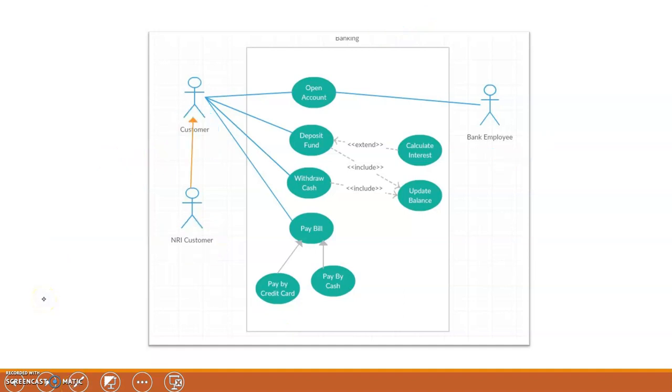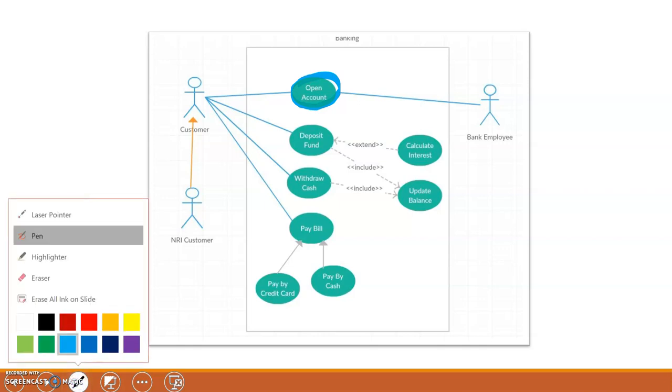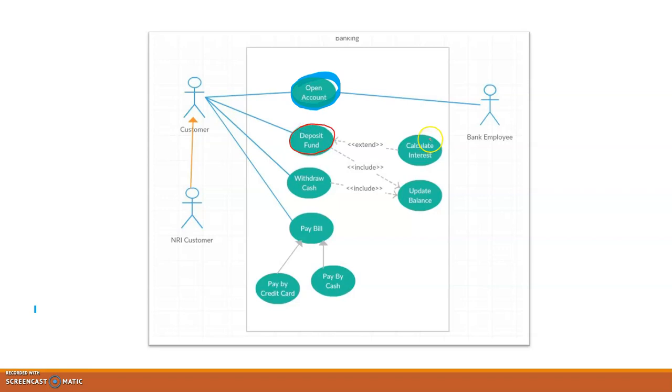Now after that, you can see that here we have different oval shapes, right? All these oval shapes are nothing but the processes. Because it's a bank, you can open an account, deposit funds, withdraw cash, pay bills. There must be processes called calculate interest and update balance, right? So this oval shape represents a process.